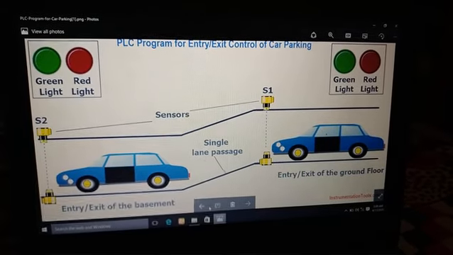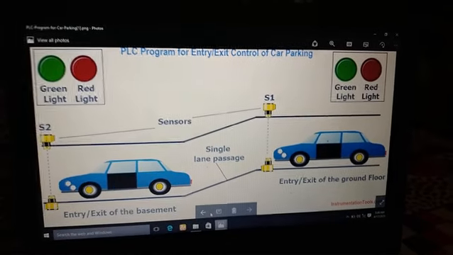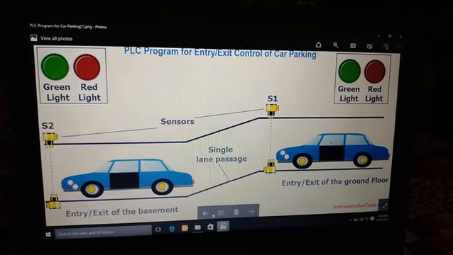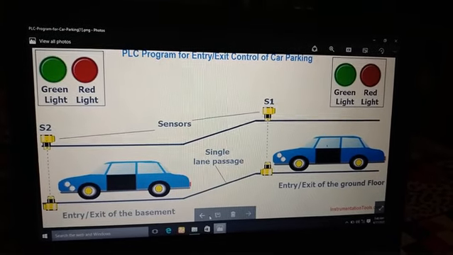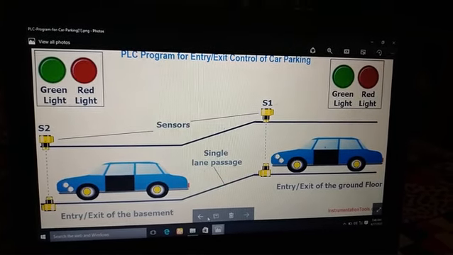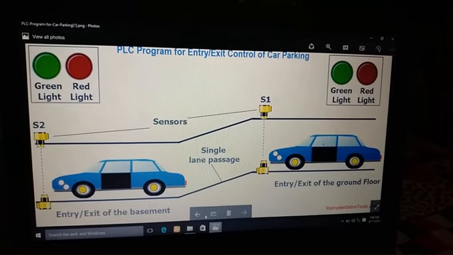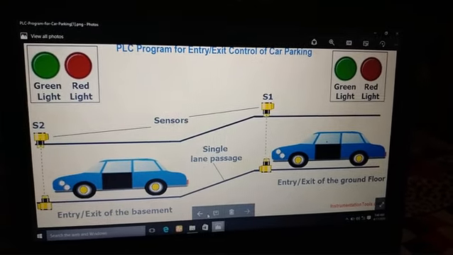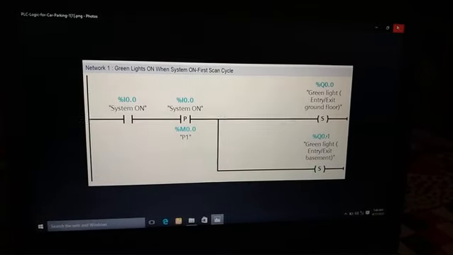When the passage is clear, both green lights will be on and the red lights will be off, which allows other cars to enter from the ground floor or basement. Initially, we will keep the green lights on and the red lights off. Now we are going to see the ladder logic for this application.